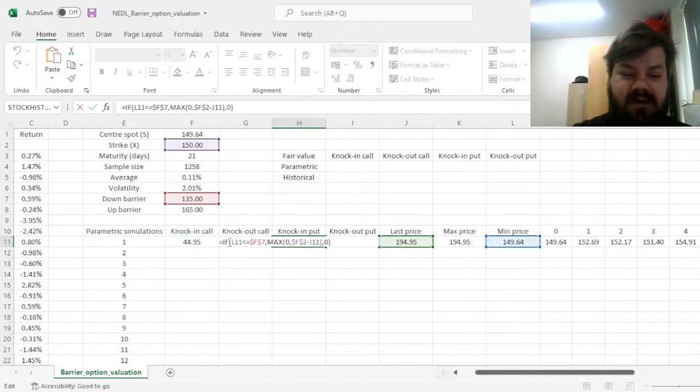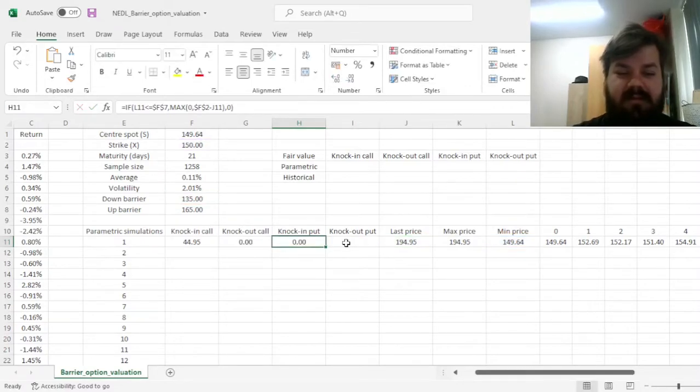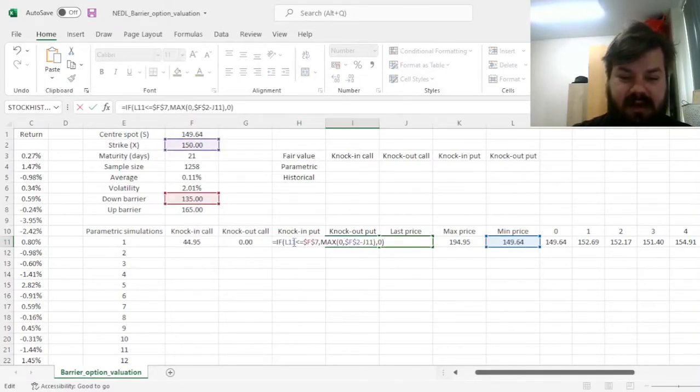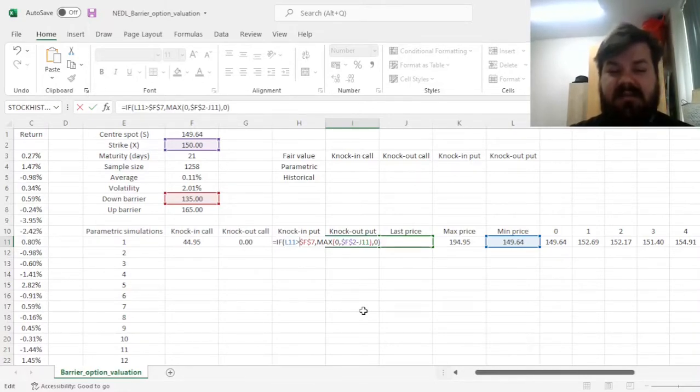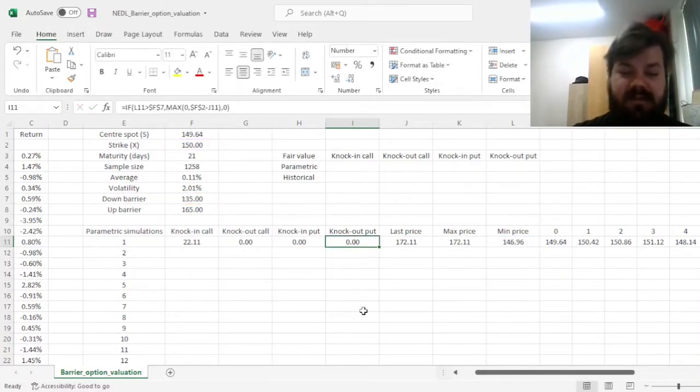For the knockout put, then we can copy this formula and tweak the logic of it, as the knockout put would be active only if the minimum price is above the down barrier, as it's a down-and-out put, and it becomes inactive when the down barrier is reached.